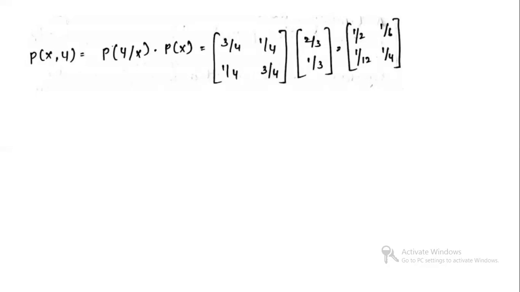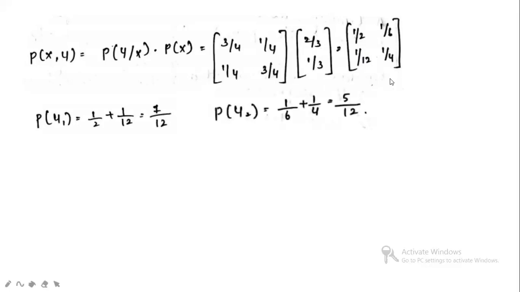From this, we can calculate the output probabilities. How to do that? The first row here is x1, the second row here is x2. In a similar way, the first column is y1 and the second column is y2. That is, x represents input and y represents output. So, how will you calculate the output probabilities? P of y1 equals the addition of the values of the first column, that is 1 by 2 plus 1 by 12 equal to 7 by 12. Next is P of y2, that is 1 by 6 plus 1 by 4 equal to 5 by 12. So these are the output probability values.